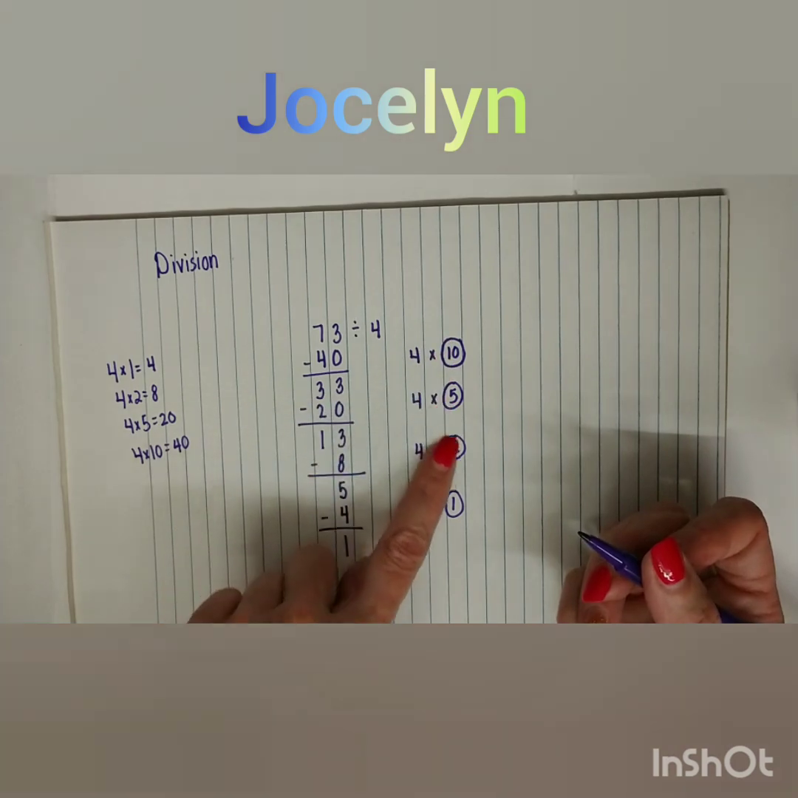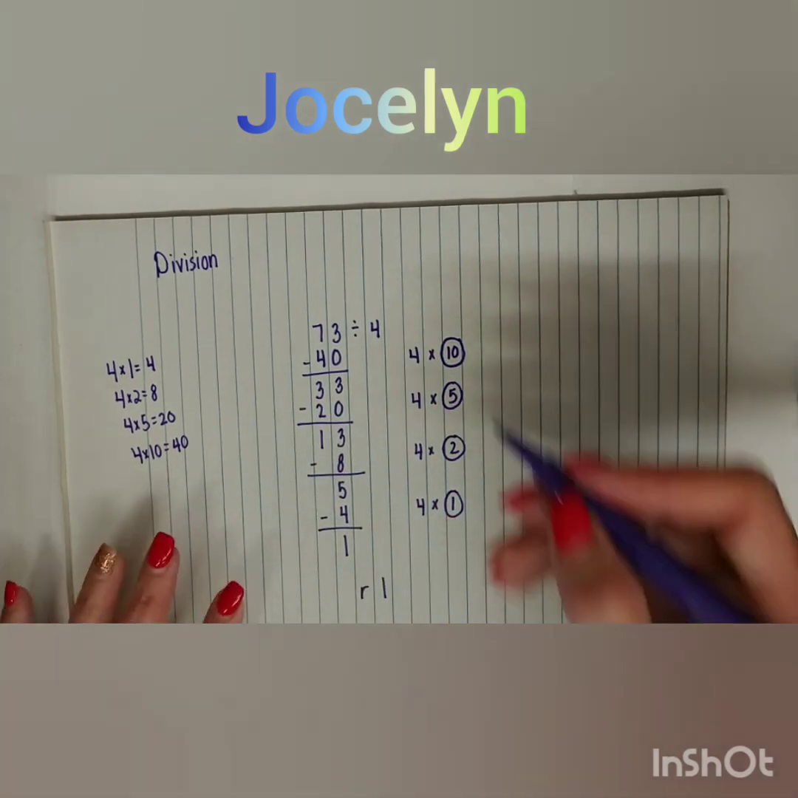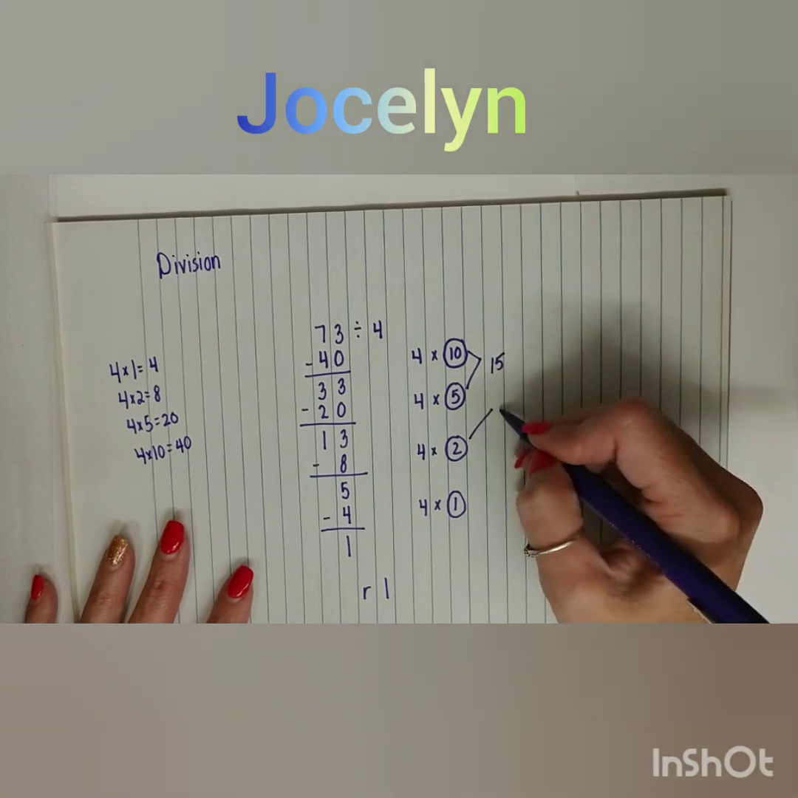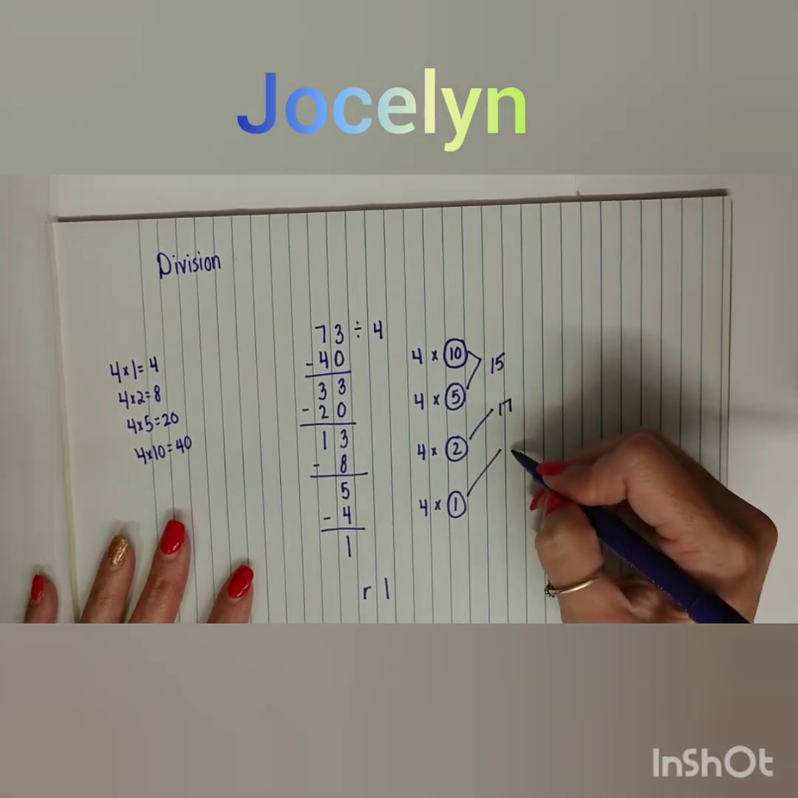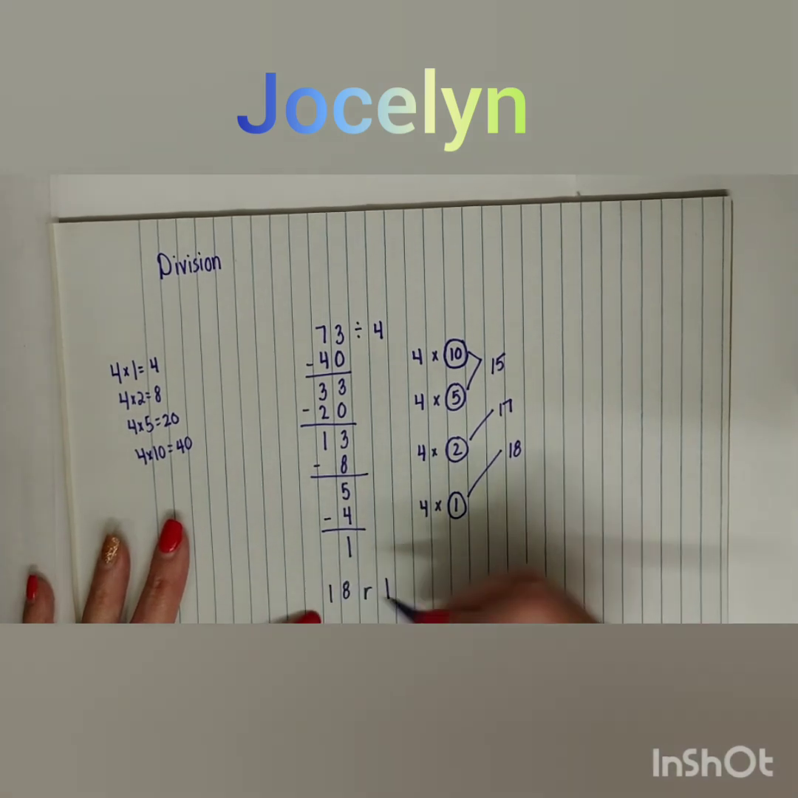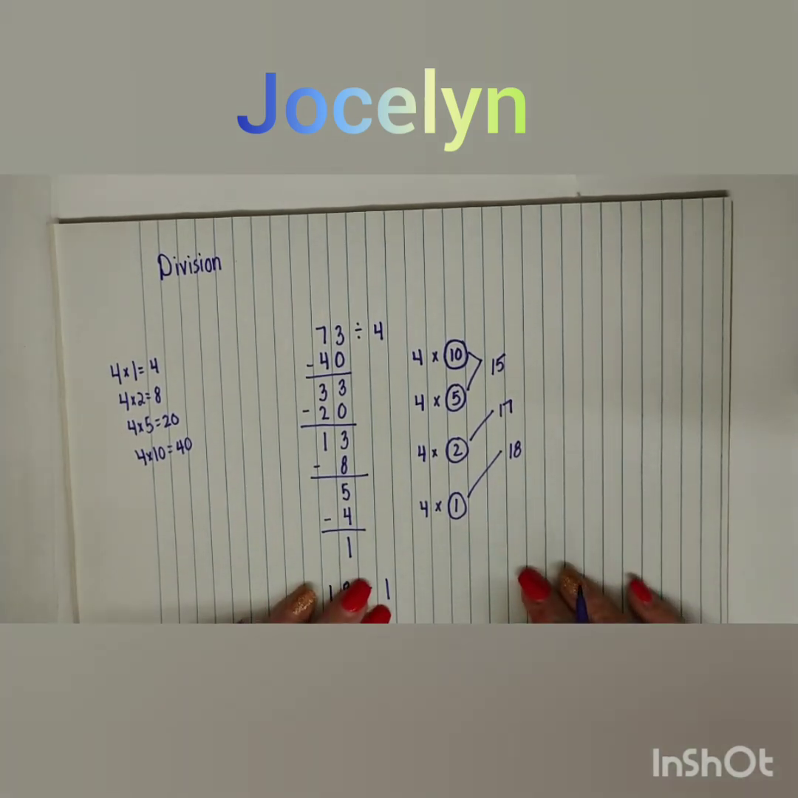And then I just add all of these together to find my quotient. So 10 plus 5 is 15. 15 plus 2 is 17. 17 plus 1 is 18. So 73 divided by 4 is 18, remainder 1.